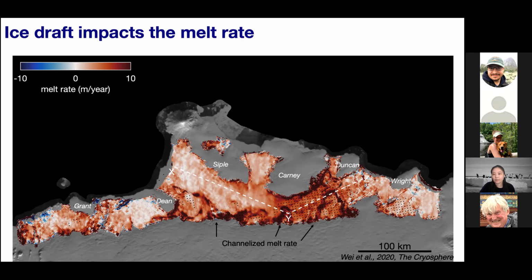And this also has the implication that the existence of troughs doesn't necessarily mean that the melt rate will be very high over it. And this map also shows the channelized melt rate pattern that is mainly focused near the grounding line.